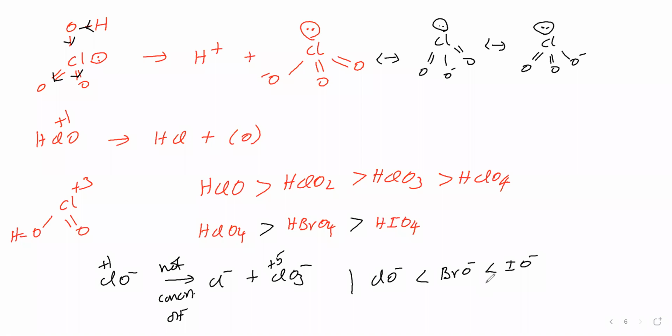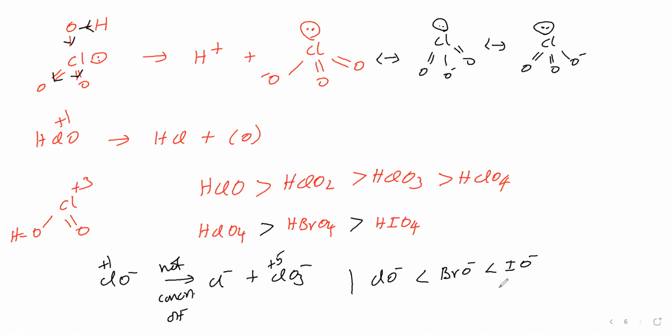Next, we may ask a question: why does hypochlorite have less tendency for disproportionation? Down the group, electronegativity decreases. Therefore, the elements lower down can convert into a higher oxidation state easily. Therefore, down the group, the disproportionation tendency increases.